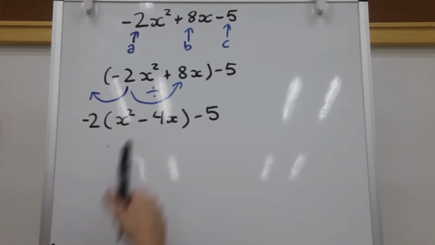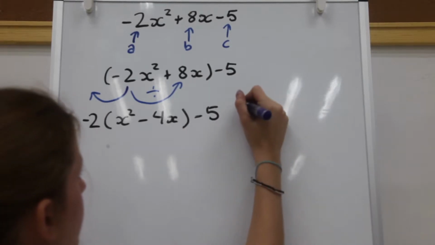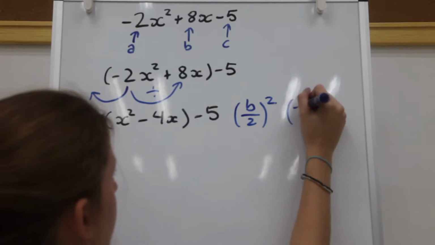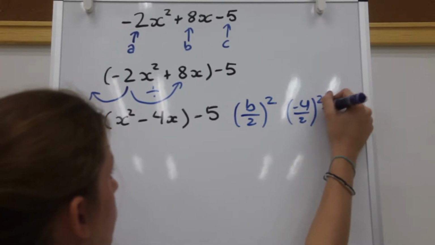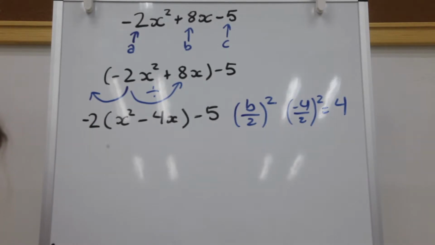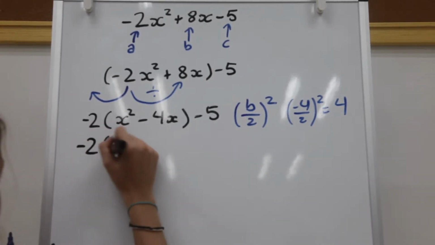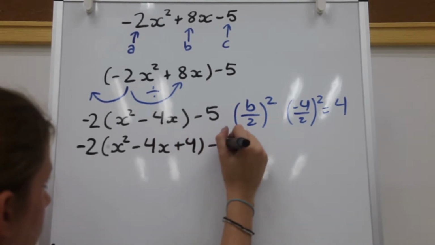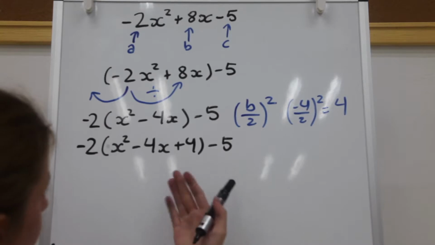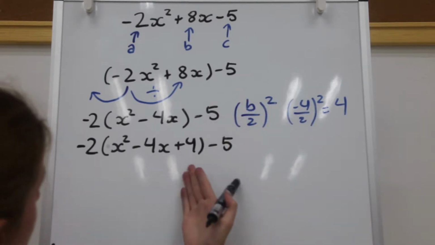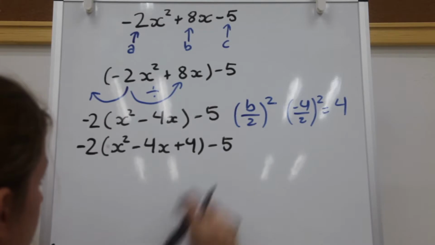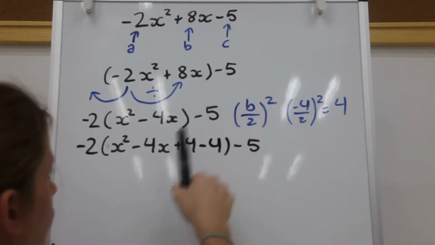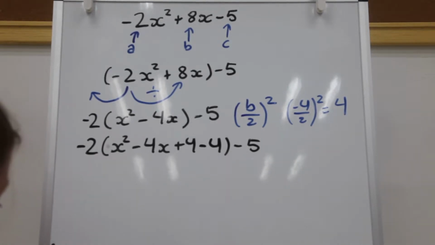I want to be able to factor inside of the bracket, so I'm going to use this equation, which gives me 4. Now I'm going to add a 4 into my equation. Wait a minute, I can't just add 4, that would change the whole thing. I shall add a -4 to make it equal to the original equation.